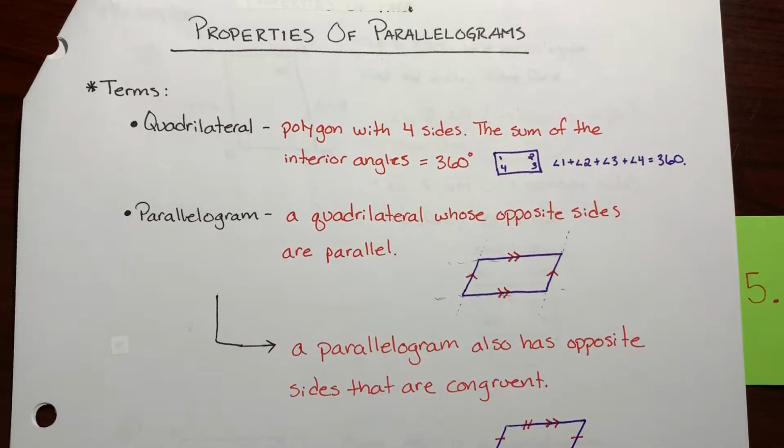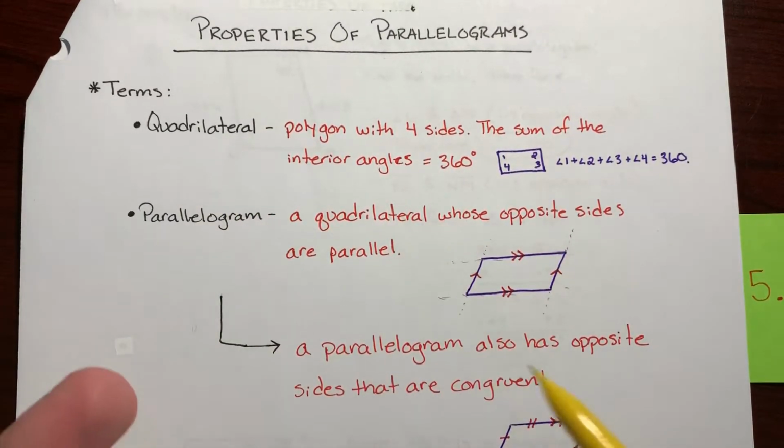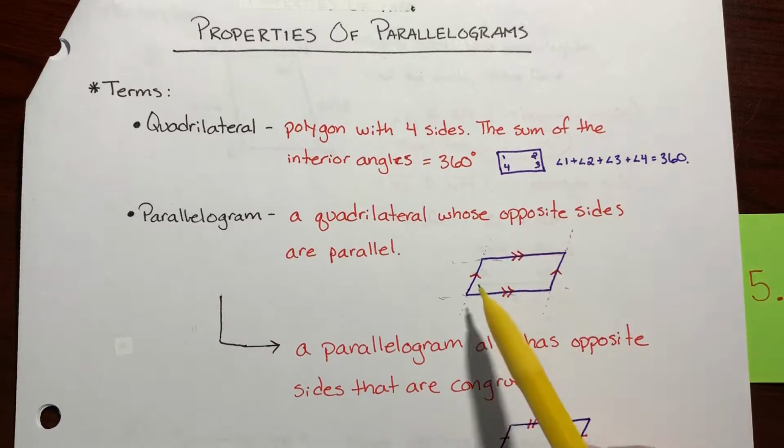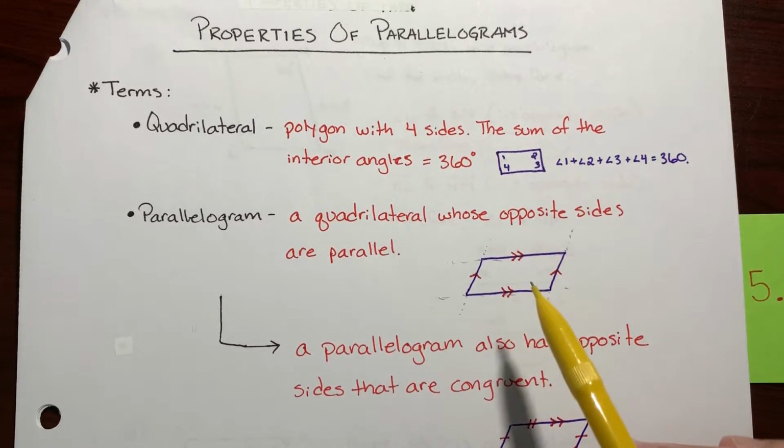Okay, now starting to talk about the actual properties of parallelograms. See, a parallelogram, it's a quadrilateral, it's a four-sided image where all of the opposite sides are parallel. This is parallel to this line. This is parallel to this line. Notice I had to use different markings.